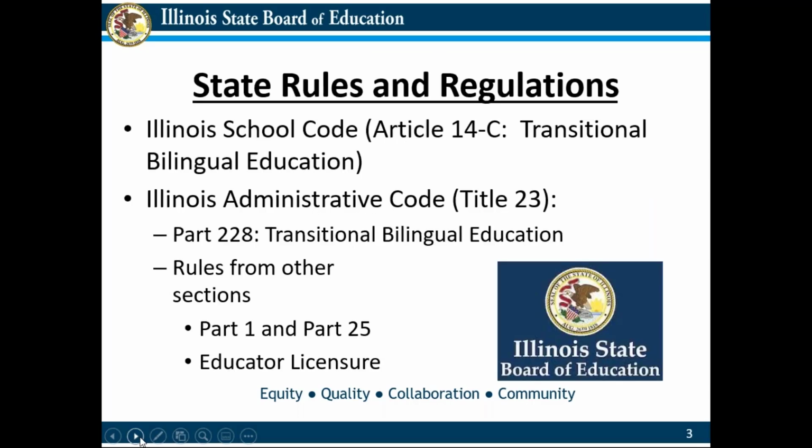To start off, our state rules and regulations can be found in the Illinois School Code, Article 14C, Transitional Bilingual Education, and in the Illinois Administrative Code, Title 23, Part 22A, Transitional Bilingual Education. And there are other rules and regulations that can also be found in Part 1 and Part 25, which is Educator Licensure.